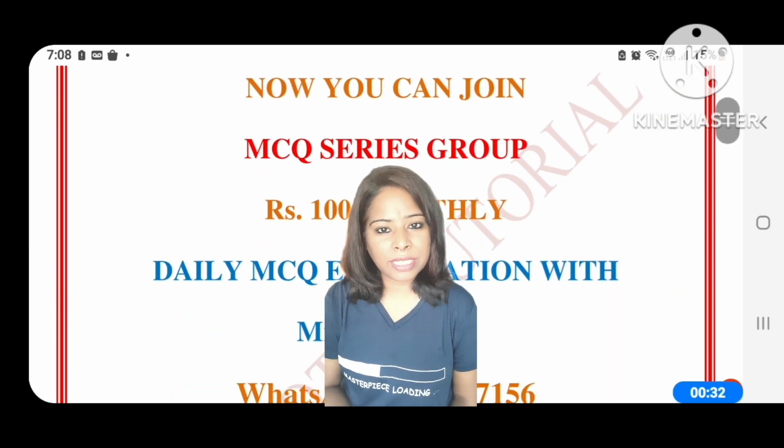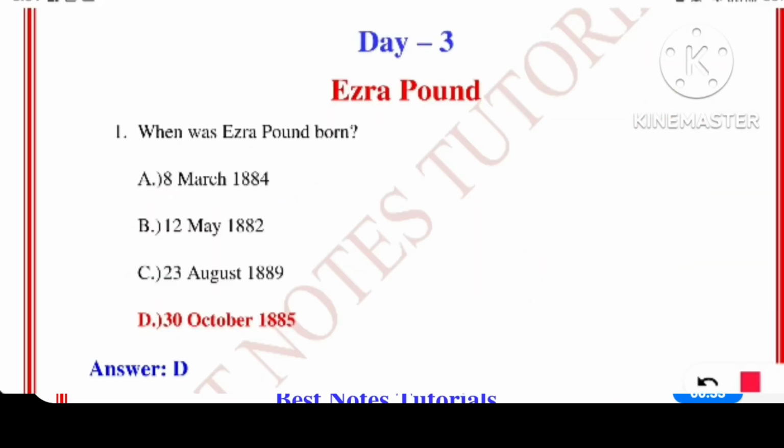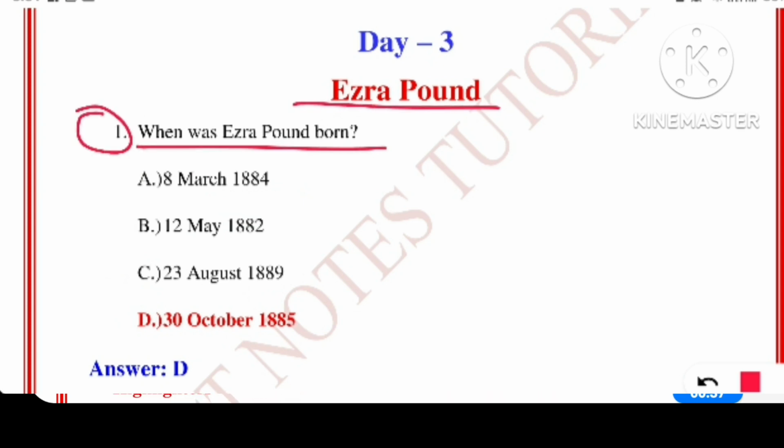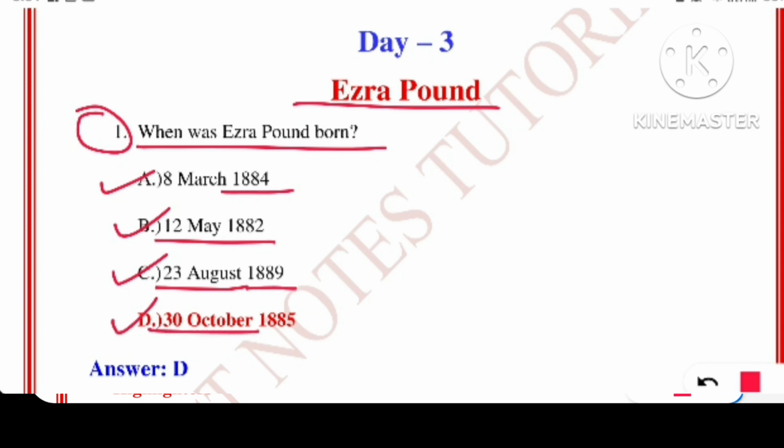So let's begin with today's class. Today's class is on Ezra Pound. Question number 1. When was Ezra Pound born? Option A, 8th March 1884. Option B, 12th May 1882. Option C, 23rd August 1889. Option D, 30th October 1885. So the correct answer is option D, 30th October 1885.